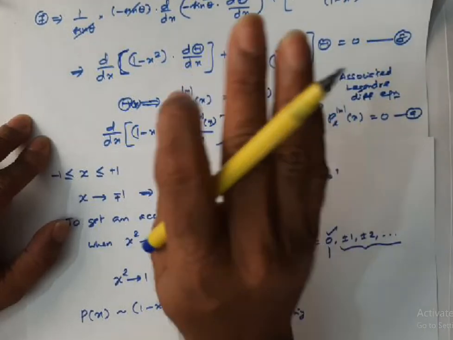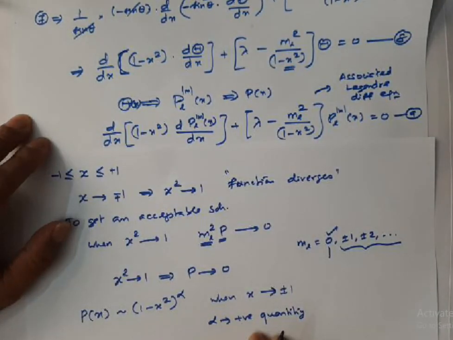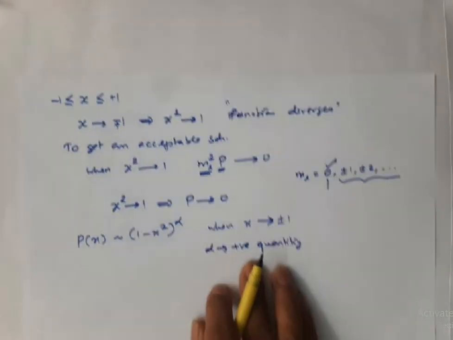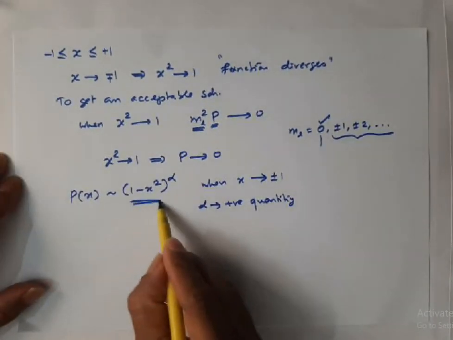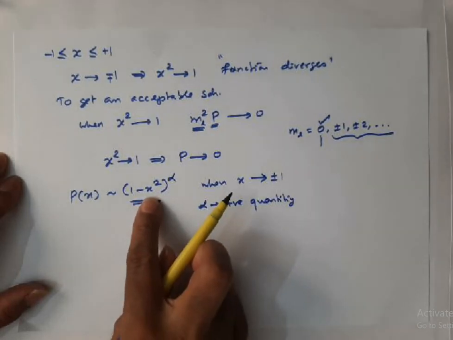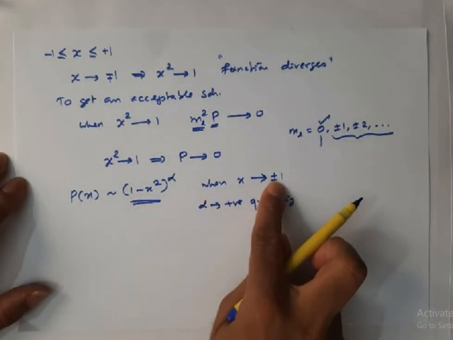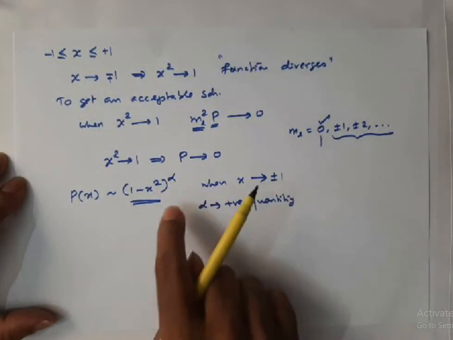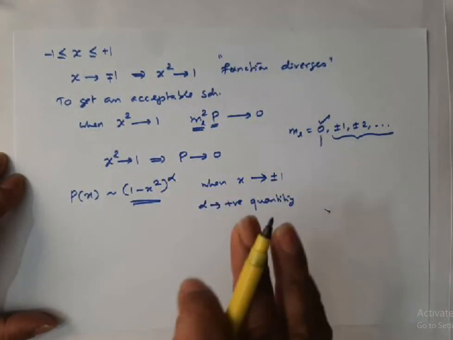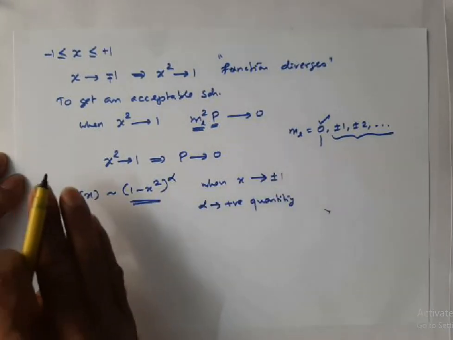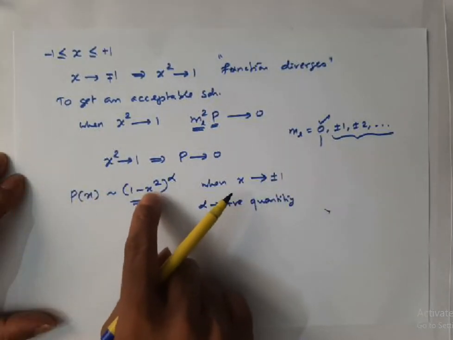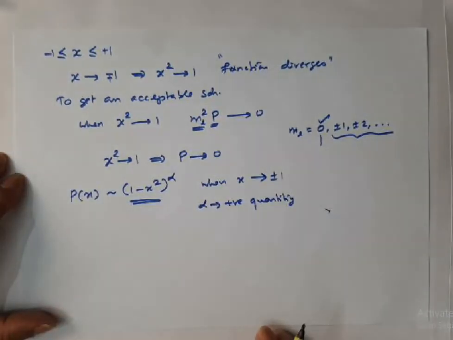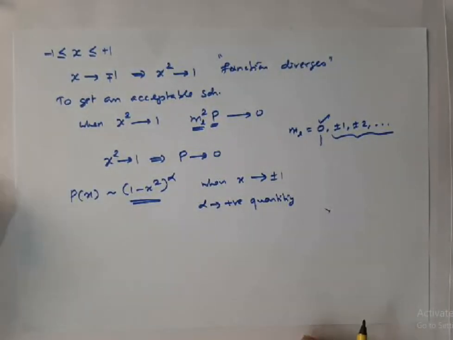Okay, therefore the equation becomes a well-behaved function. So the solution for p should contain this term. This term will take care of the function when x approaches plus 1 or minus 1. We don't know what is the nature of the function in between, between minus 1 and plus 1. As x approaches plus 1 or minus 1, the function should behave like this. Otherwise, the function diverges. It becomes an unacceptable function.